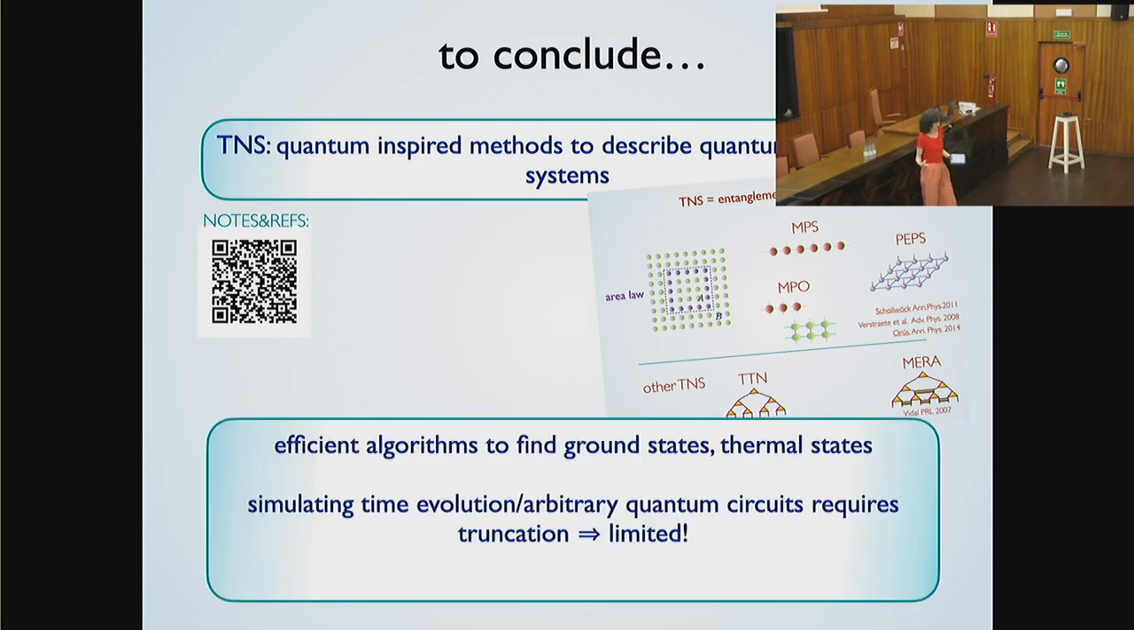And there are many algorithms that are very useful, plenty of applications that you can see in the literature, to find ground states, to find thermal states. We can do some simulations of time evolution, but they are limited. And the same happens for quantum circuits, as David was mentioning before. So these are out of equilibrium simulations where entanglement can grow very fast, and in principle, these tools have some limitations.